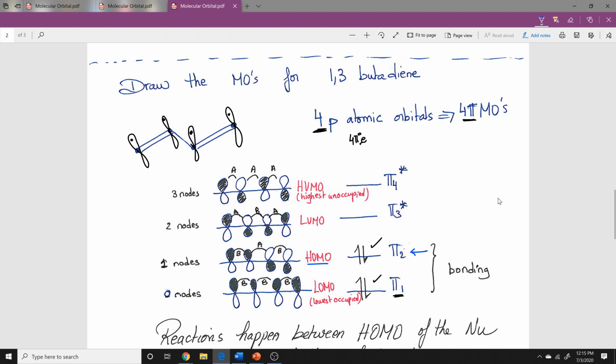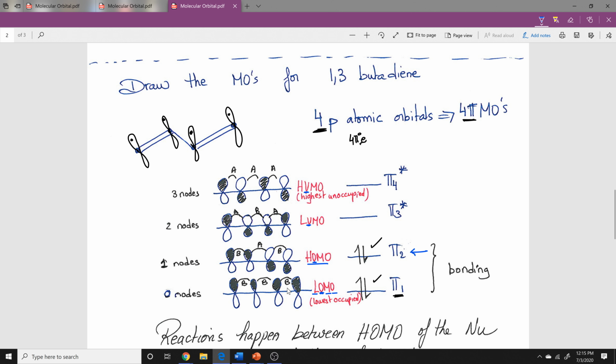Now normally underneath it, the pi 1 will be called the lowest occupied molecular orbital. As I said, the occupied, we use it to represent the bonding state. The unoccupied, we use it to represent the anti-bonding state. Above the highest occupied molecular orbital, you have the lowest unoccupied molecular orbital. And these two are very important, the highest occupied and the lowest unoccupied molecular orbital. So with that, I would be done with my molecular orbitals.